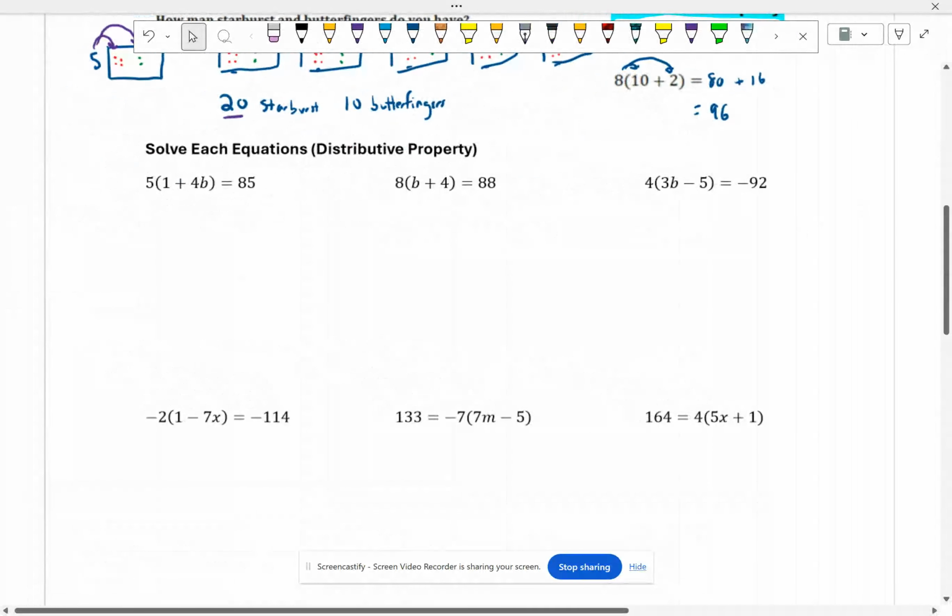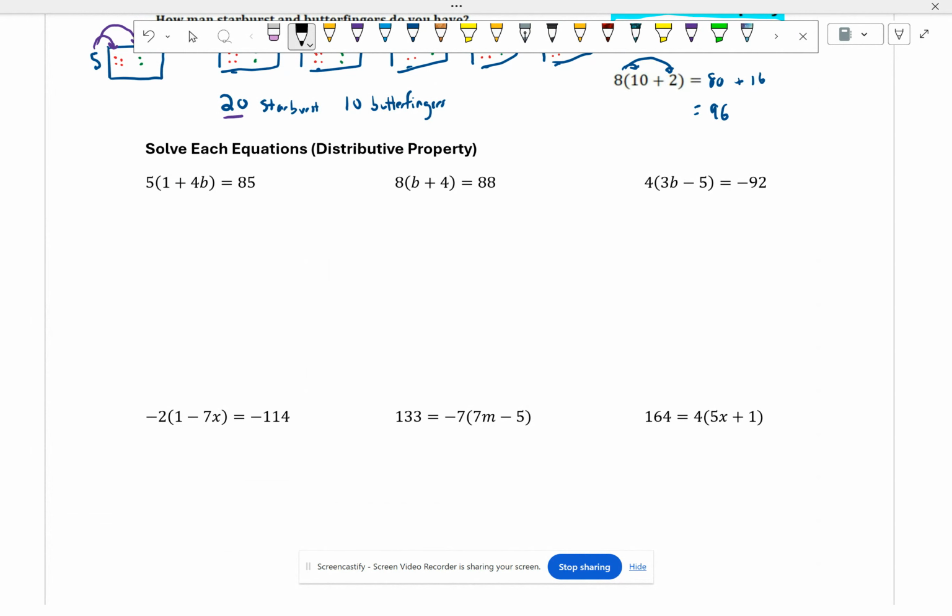Hey calculus, or excuse me, hey algebra, we're going to now use the distributive property and combining like terms to answer a couple of these questions below. So now we're going to continue to solve equations, and now I have this 5 times (1 plus 4b) in parentheses equals 85.